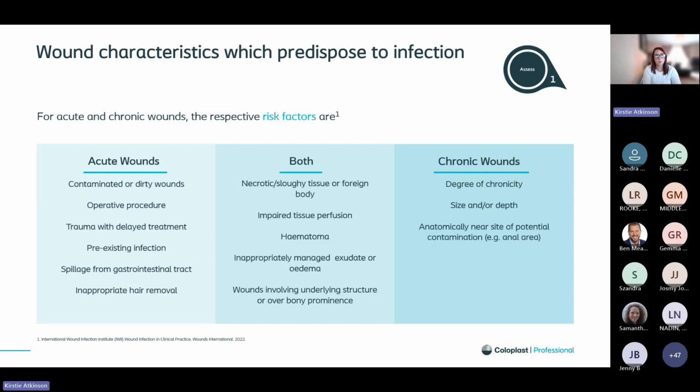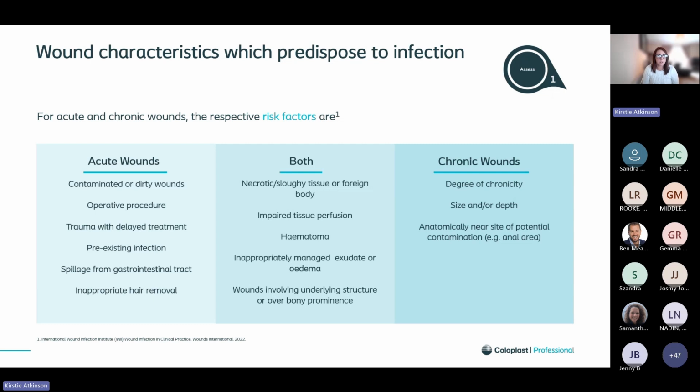When we're looking at assessing wounds, acute wounds and chronic wounds can have different risk factors that might tip the scale into a wound infection. When it comes to acute wounds, it's the contaminated and dirty wounds that are more predisposed to infection. Any operative procedure, even though it's in a sterile environment, still causes a break in the skin. And like I said earlier, our skin does have microorganisms that live on it, our own skin flora. So you're still creating a wound that could potentially make them predisposed.